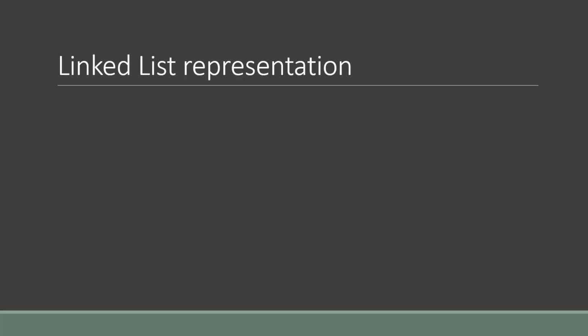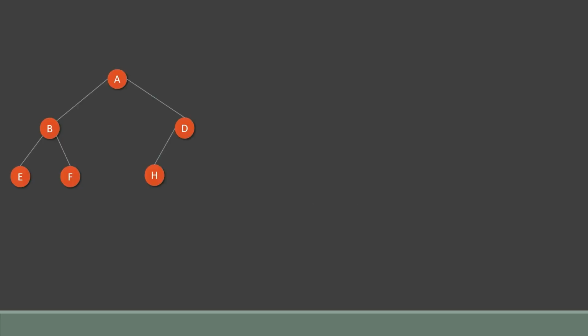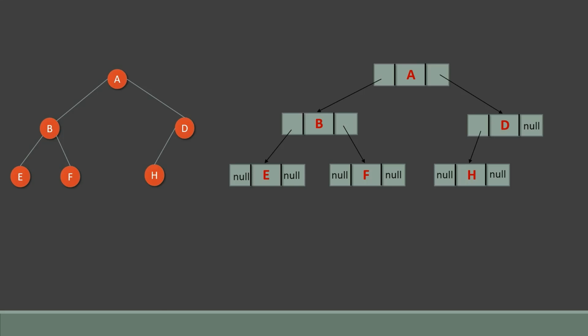So now let's see how to represent a tree using a linked list. The linked list representation of the binary tree consists of nodes. A node consists of three parts, which are the data, the left child address, and the right child address. So this is a tree and this is the linked list representation of a binary tree.